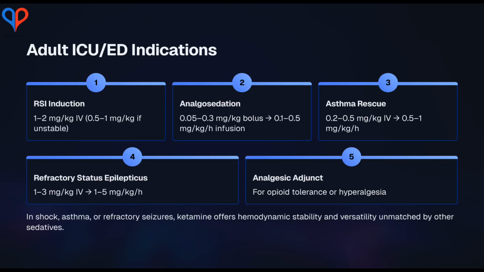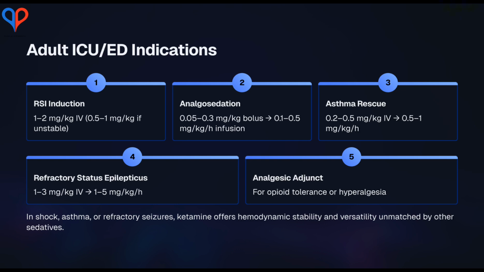Let's review key ICU and emergency indications. For rapid sequence induction, 1 to 2 milligrams per kilogram intravenously, or half that if the patient is unstable. For ongoing analgesic sedation, a bolus of 0.05 to 0.3 milligrams per kilogram, followed by an infusion between 0.1 and 0.5 milligrams per kilogram per hour.